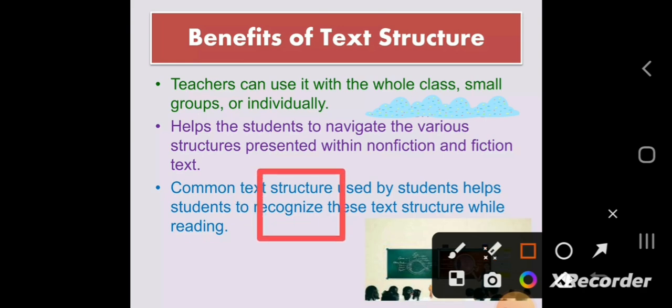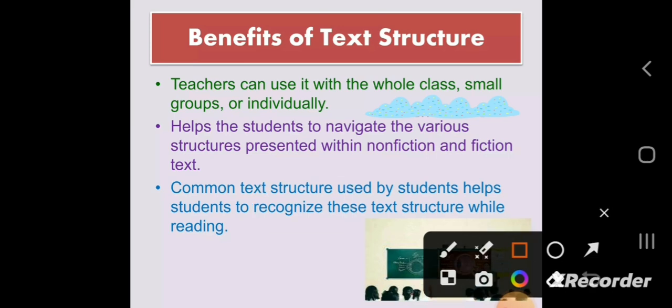Recognition. Familiarity with common text structures such as cause and effect, problem and solution, or chronological order helps students recognize and anticipate how information is organized as they read. This recognition enhances their ability to understand and retain the material.